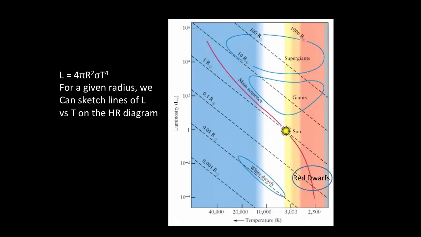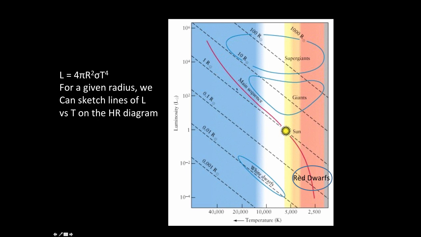Now, I'm going to show you yet another schematic of the HR diagram, one which illustrates something simple we can do to understand the size of stars. We know that the luminosity of a star is related to its surface temperature and radius via this formula that comes from black body radiation. If you fix the radius in this equation, then you have luminosity as a function of temperature. So if you fix radius at a certain value, you can plot L versus T from this equation directly on the HR diagram. And these are the dashed lines that you see here.